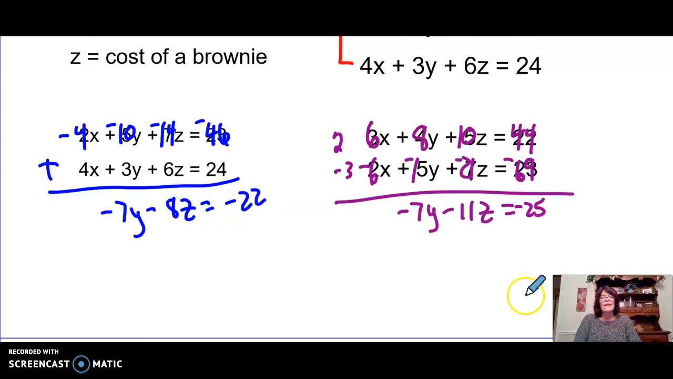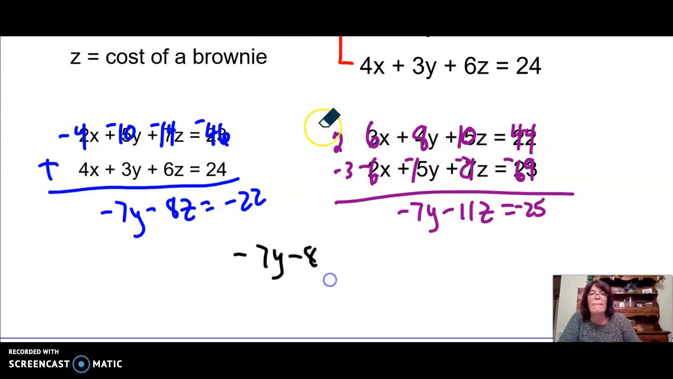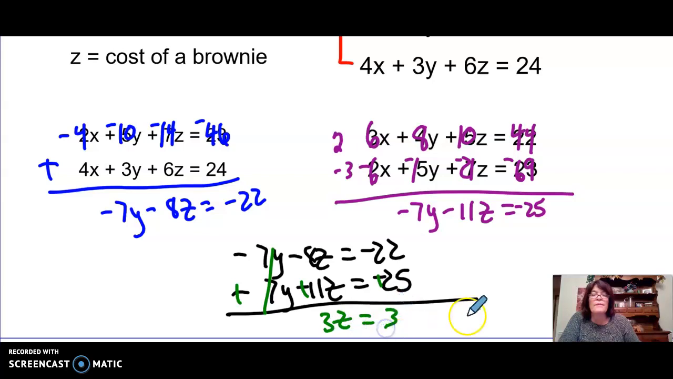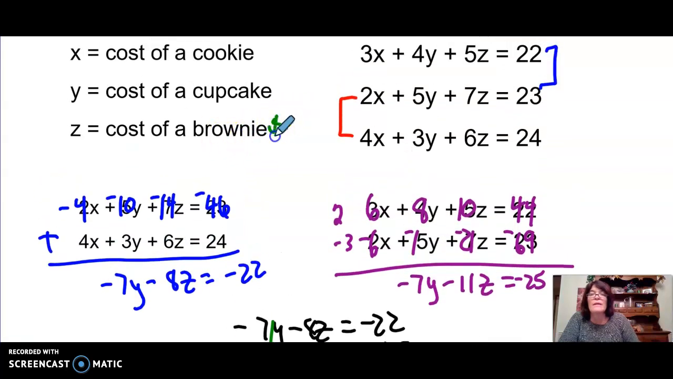So now I can put those two equations together. Negative 7y minus 8z equals negative 22. Negative 7y minus 11z equals negative 25. I think now I'll get rid of the y's. I'm going to multiply this whole bottom one by negative, and that'll give me 3z equals 3. So I know that z is 1. Cost of a brownie, $1. Okay.